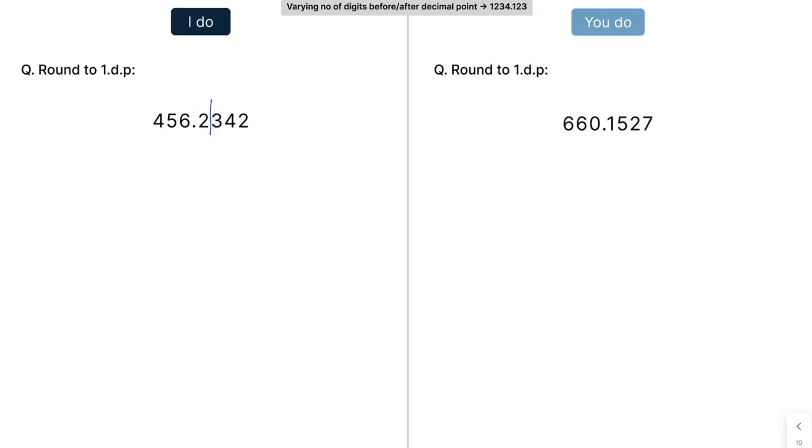So, again, with this one, draw the line after the first decimal place, look at the decider. The decider is telling us to leave it as it is, so that's 456.2, no need for rounding. So here, again, draw the line, look at the decider. In this case, the decider is a 5, so we round the 1 up to a 2, so that becomes 660.2.